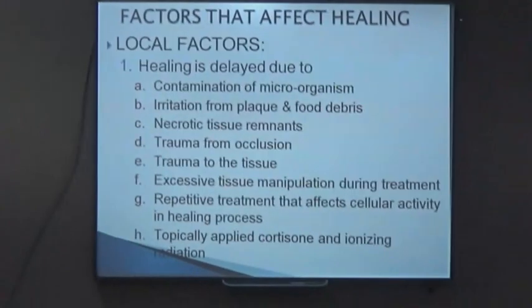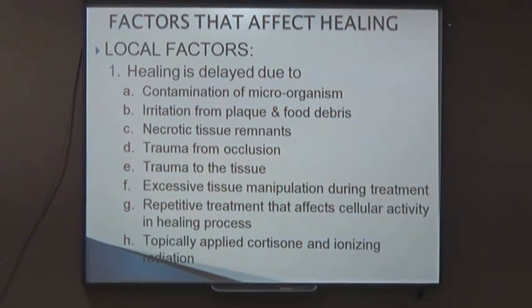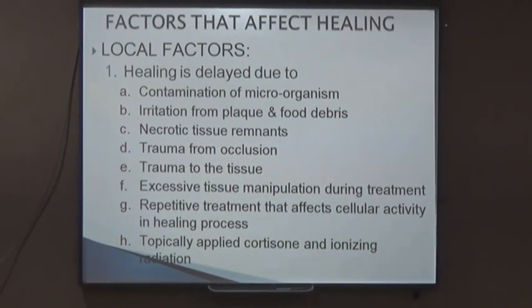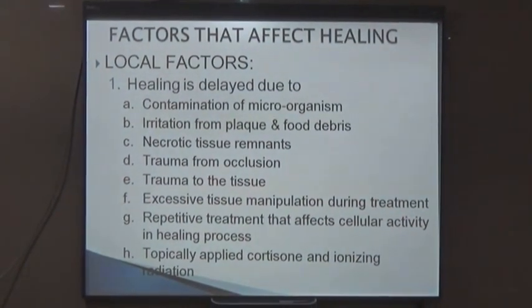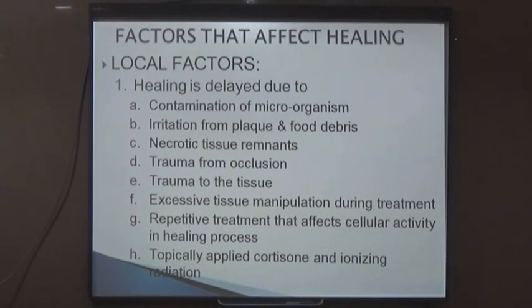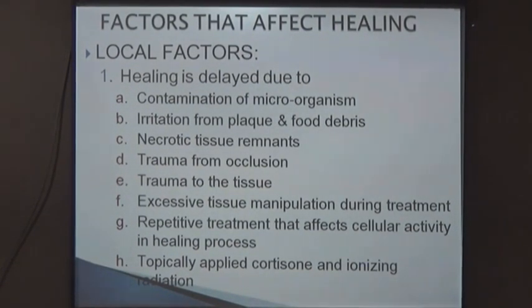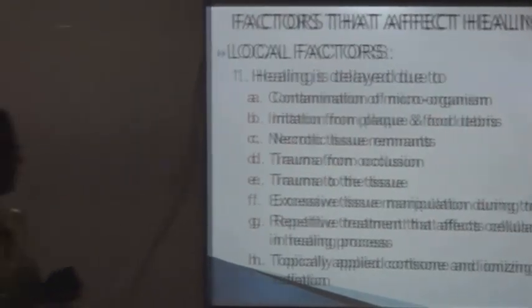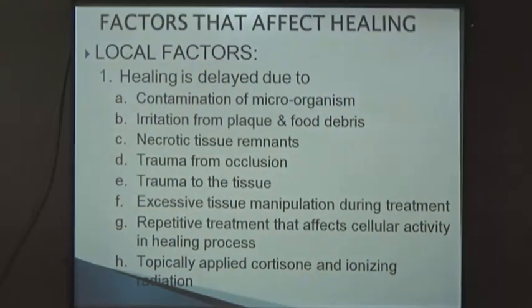Now we should know the factors that affect healing. When you are thinking about the factors that affect healing, you can take it as two things. One is local factors, the other is systemic factors. So local factors: healing is delayed due to contamination by microorganisms, irritation from plaque and food debris, necrotic tissue remnants, trauma from occlusion, trauma to the tissues, excessive tissue manipulation during treatment, repetitive treatment that affects cellular activity in the healing process, and topically applied cortisone and ionizing radiation.